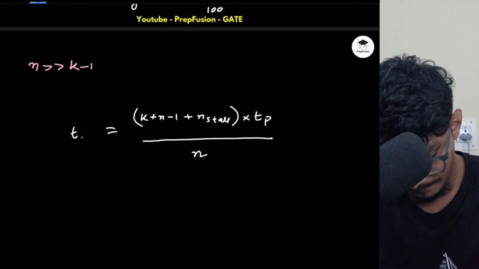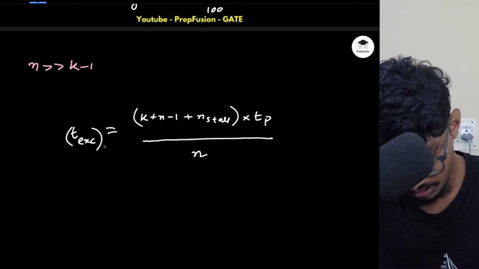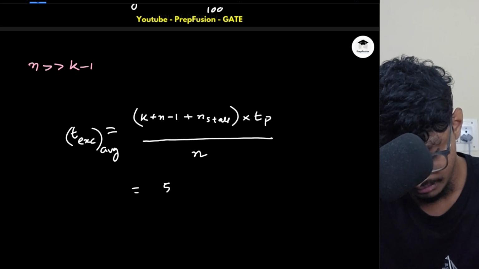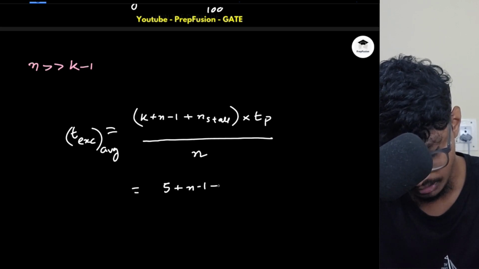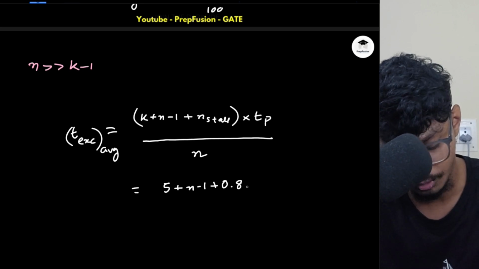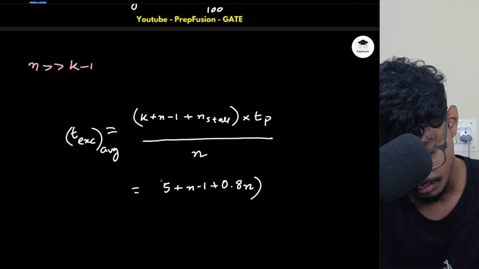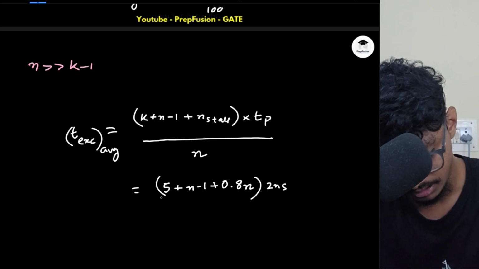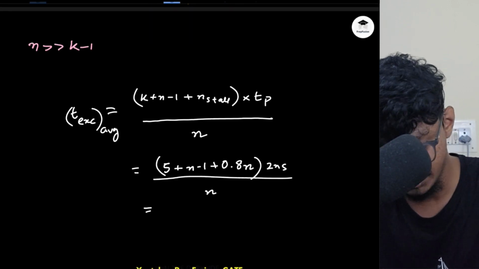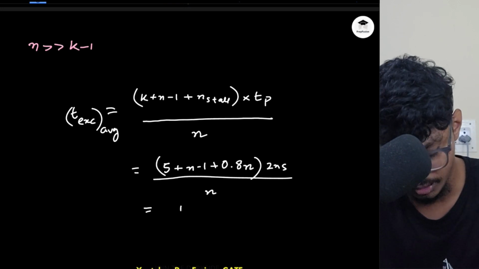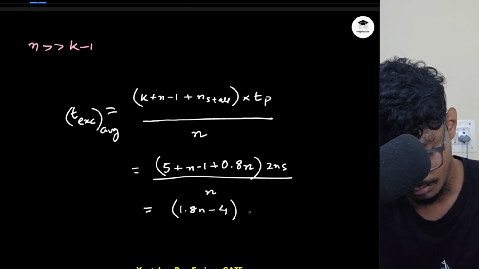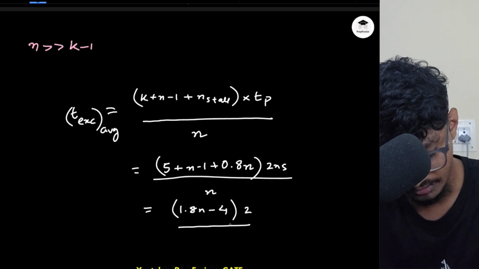So my average execution time: K is 5, that is fixed, plus N minus 1, plus the N stalls, which is 0.8 N, I have already computed it, into 2 nanoseconds divided by N. Now my assumption is that N is very, very large. If N is very, very large, overall this will become (1.8 N minus 4) into 2 divided by N.